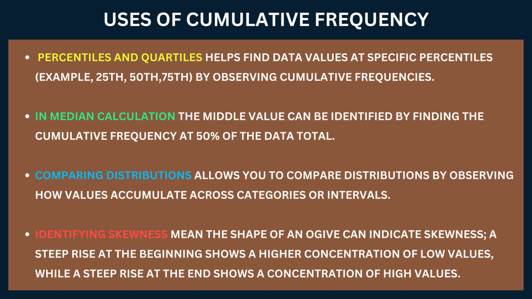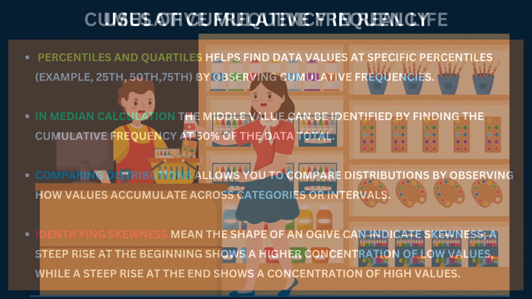Identifying skewness: the shape of an ogive can indicate skewness. A steep rise at the beginning shows a higher concentration of low values, while a steep rise at the end shows a concentration of high values.